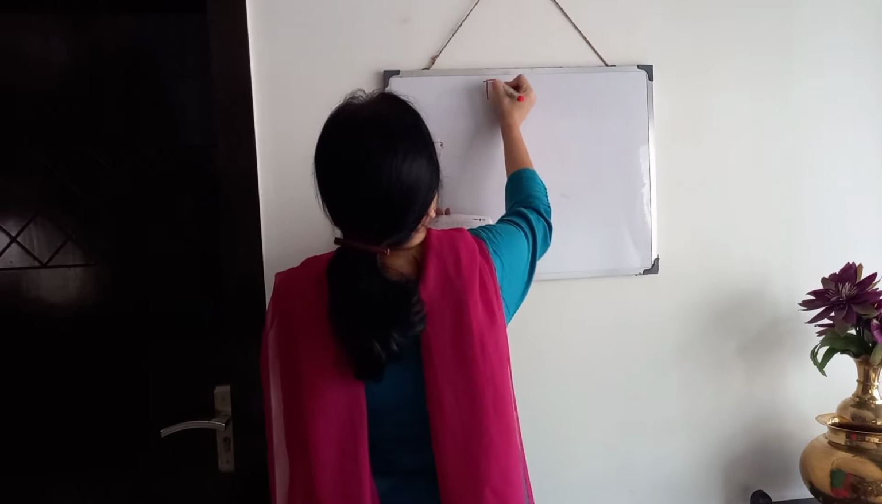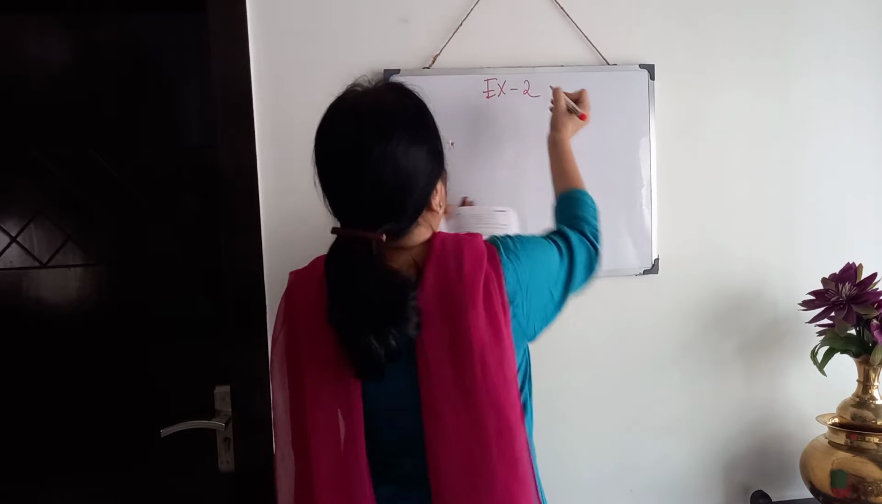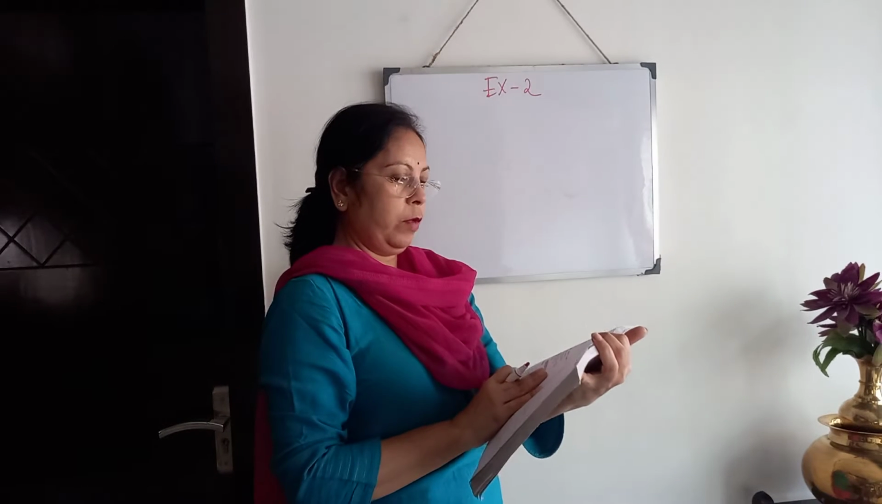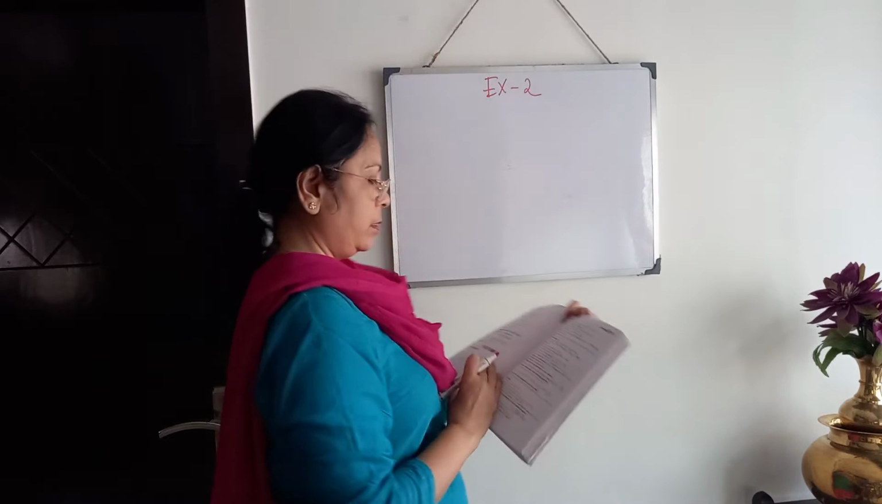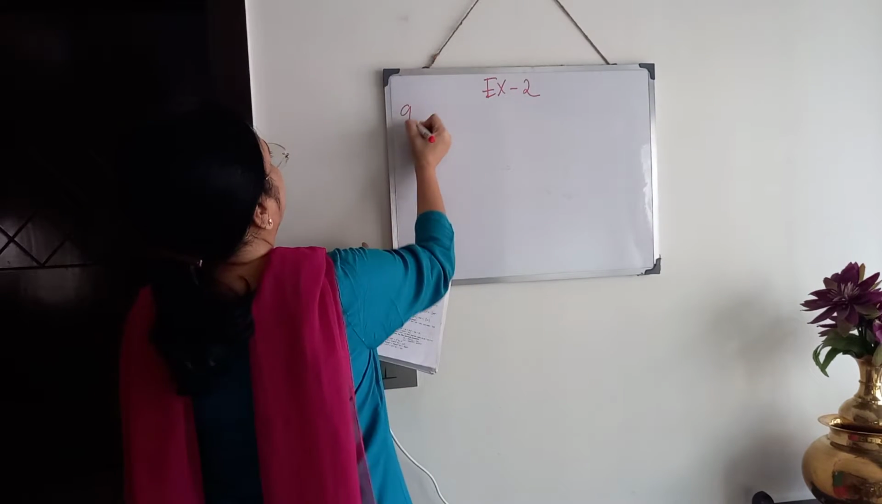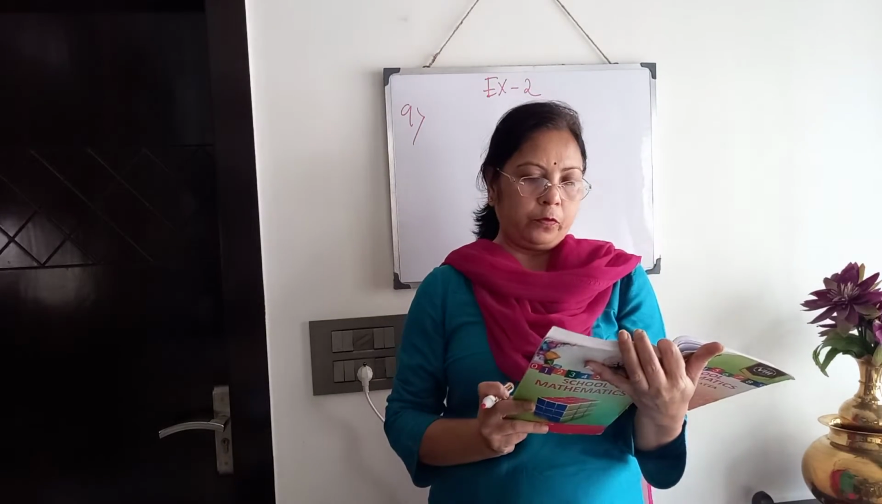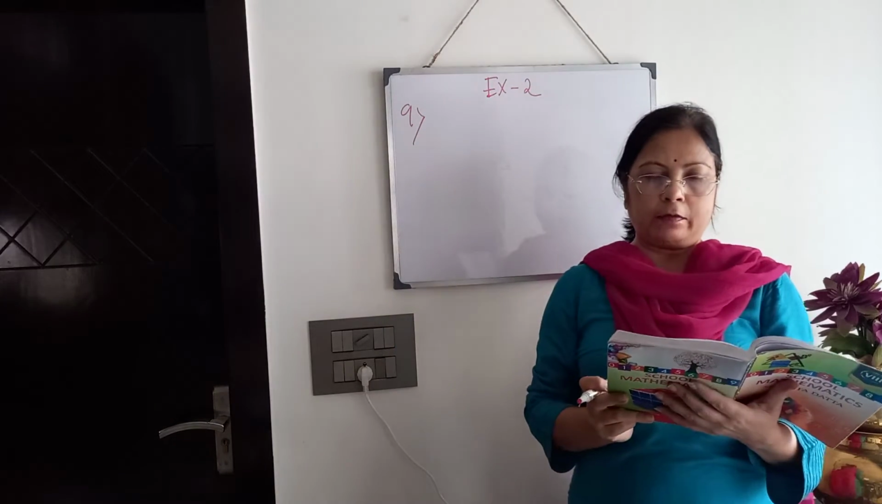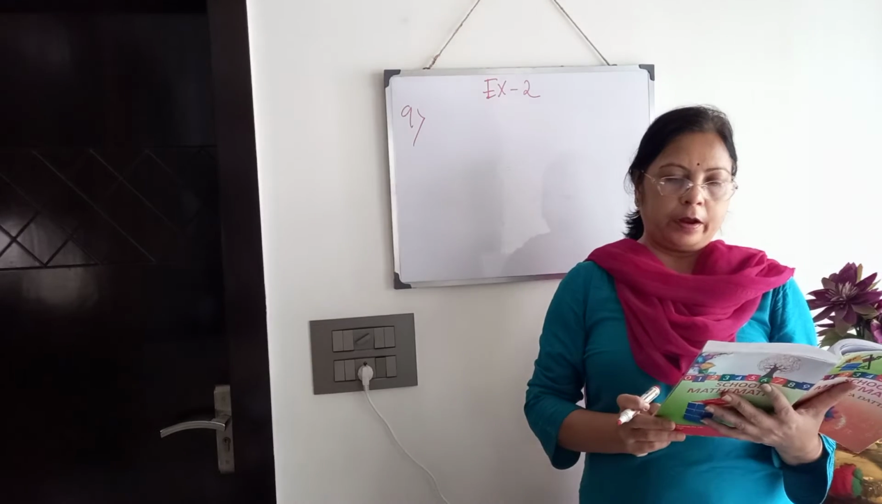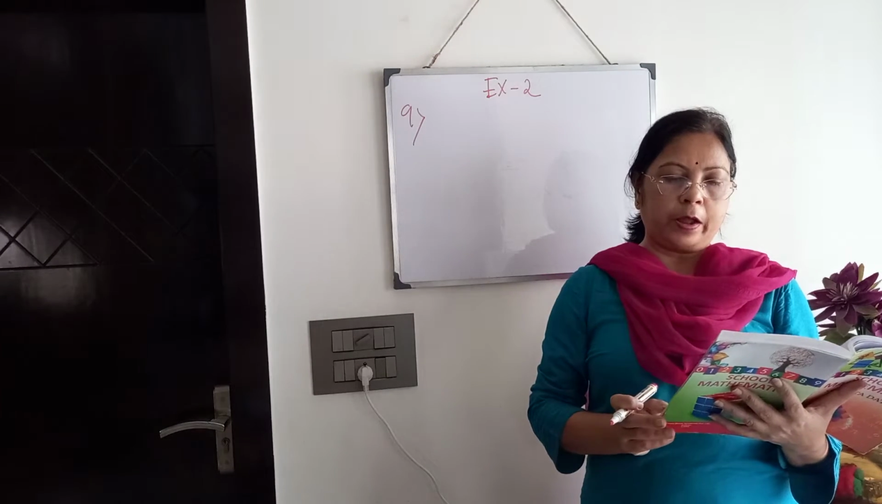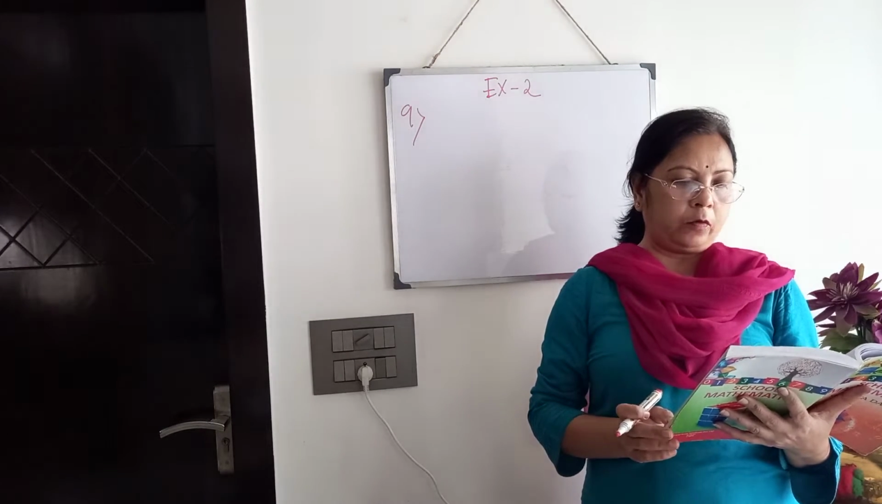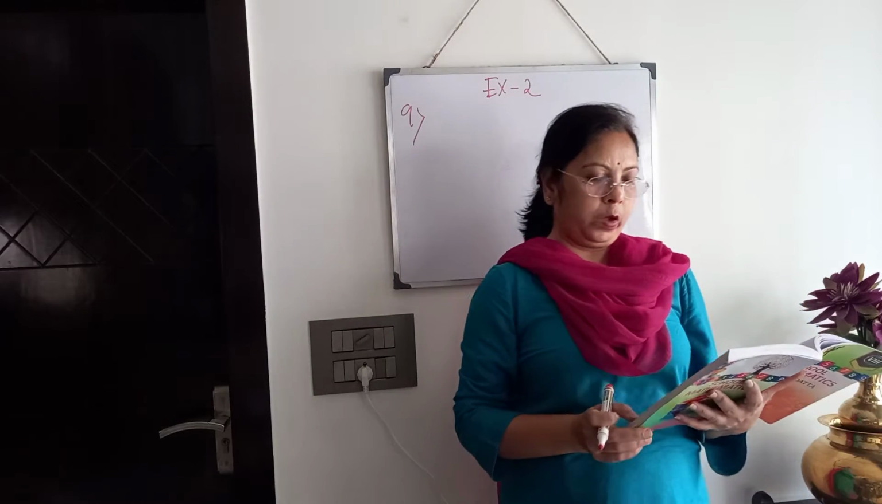Now continuation of exercise 2. In the previous video you got up to sum number 8. Now sum number 9. The difference of two expressions is 7x plus 5. If the greater one is 5x square plus 9x plus 8, what will be the smaller one?